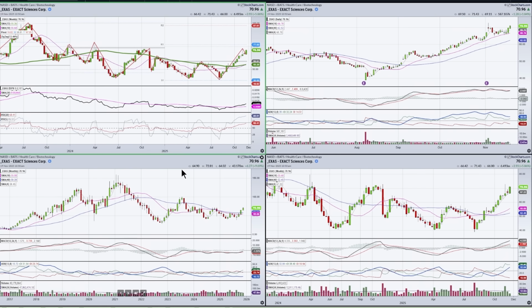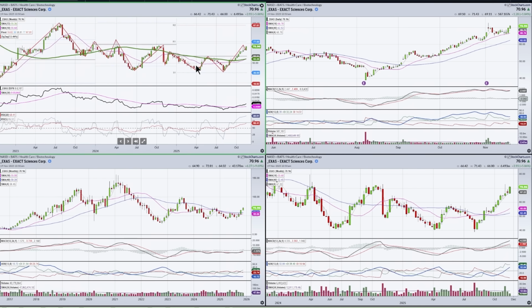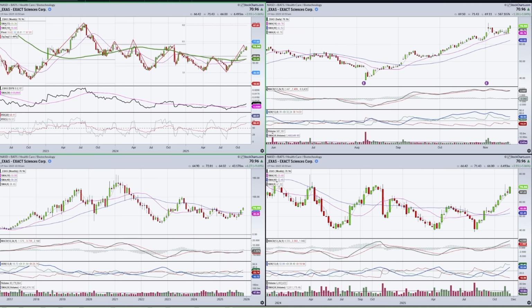Look at EXAS. Now, the way I look at this is that we've got a trend line break in price. All right, we've got a trend line break in the relative strength. And we've already shown, based on this move to the upside, signs of momentum strength. We show it on the daily, but we're already showing it on the weekly.